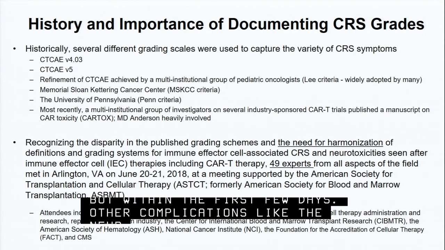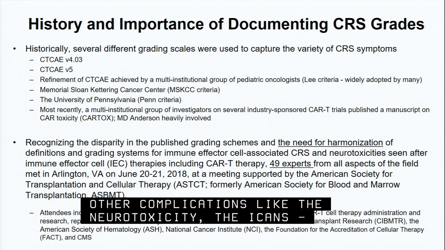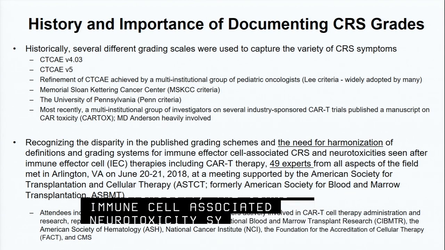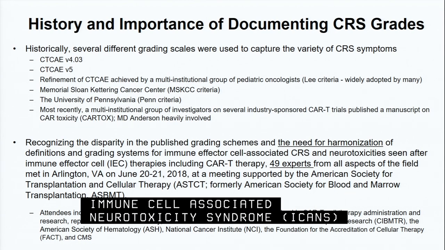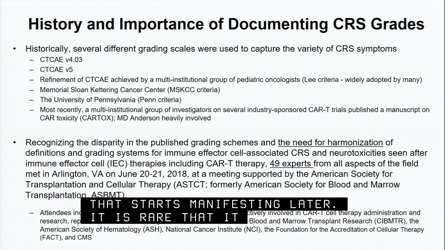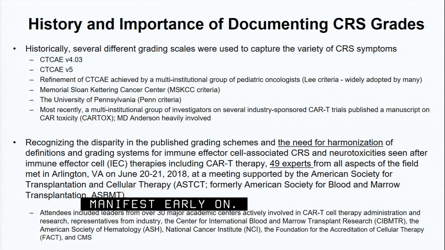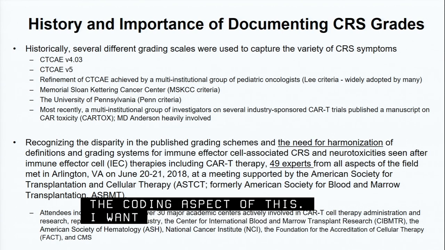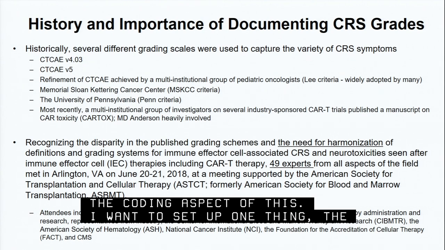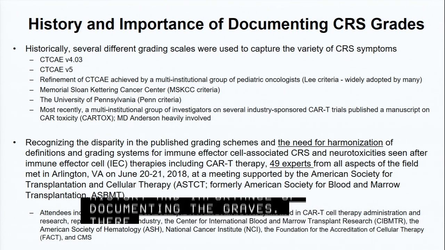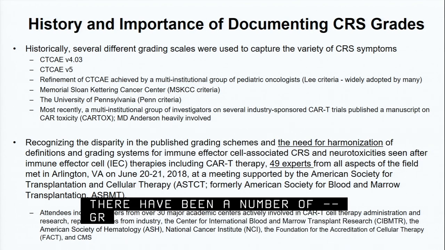You're going to hear Cheryl talk about the coding aspect of this, so I want to tee up one thing, and that is the history and the importance of documenting the grades. There have been a number of different grading scales, and they're listed here. Some of these are different institutions that have been at the forefront. University of Pennsylvania, where the first little girl was treated for the pediatric indication, had a grading scale. There were other grading scales. Memorial Sloan Kettering and MD Anderson had developed scales. So there's a bunch of stuff out there.